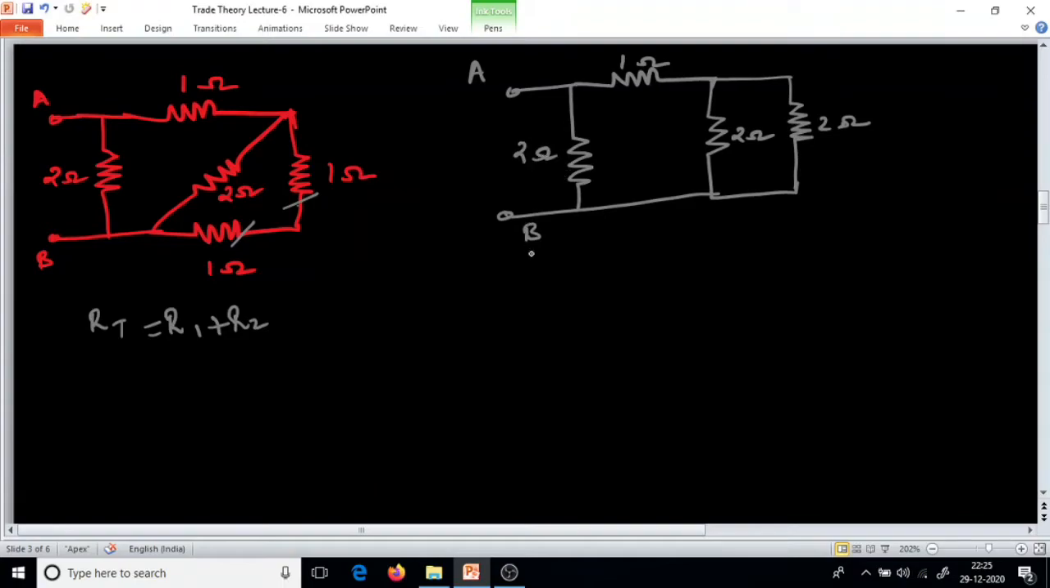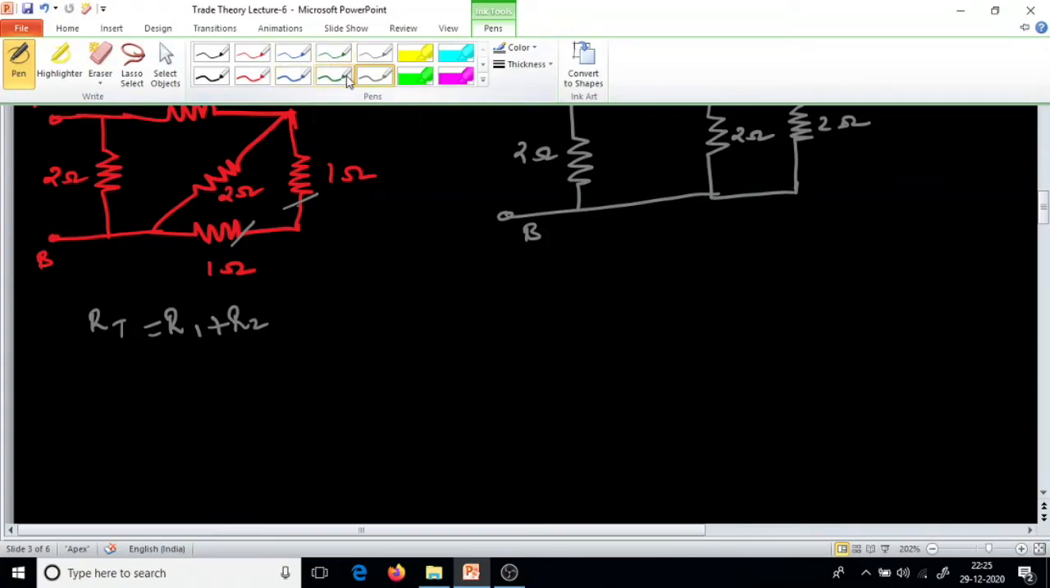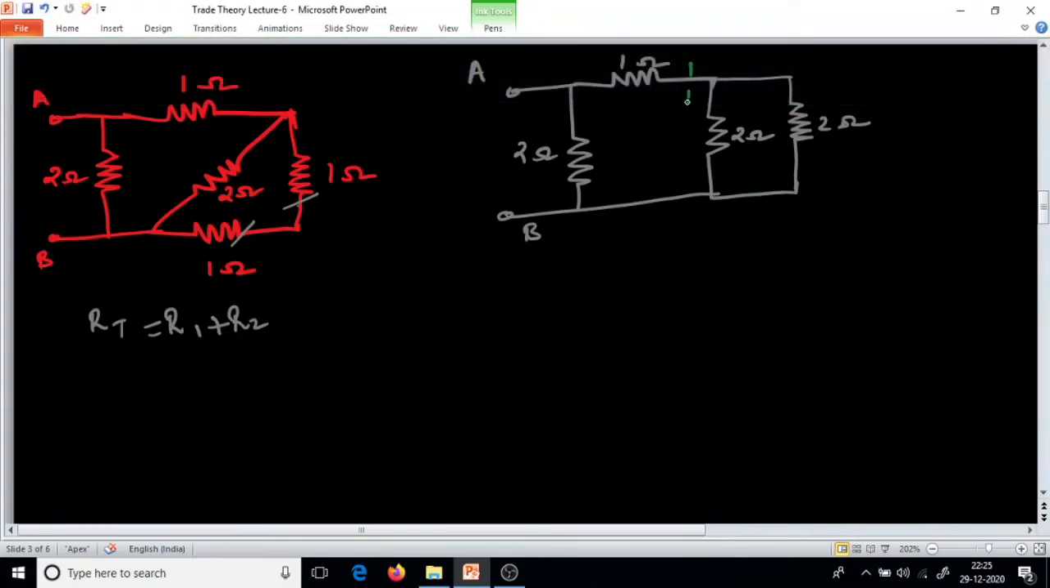Now again we see, if you look at this circuit diagram, these two resistors are in parallel. When two resistors of the same value are connected in parallel, what is the equation for total or equivalent resistance? R divided by N. Here what is the R value? 2. 2 divided by 2 will get 1 ohm, right?